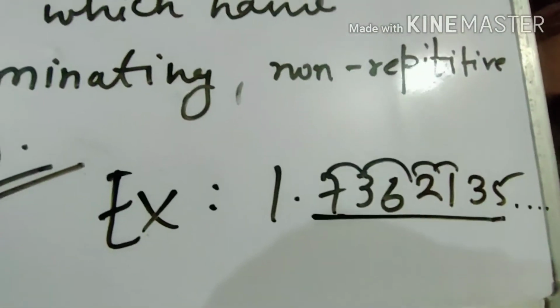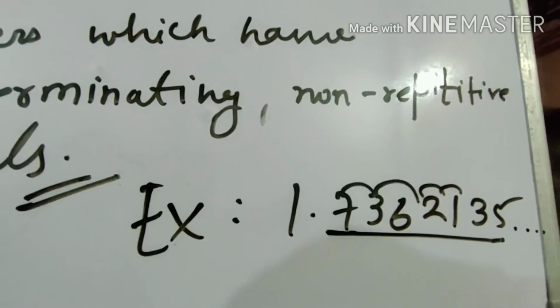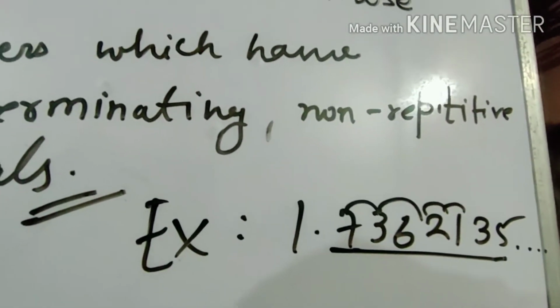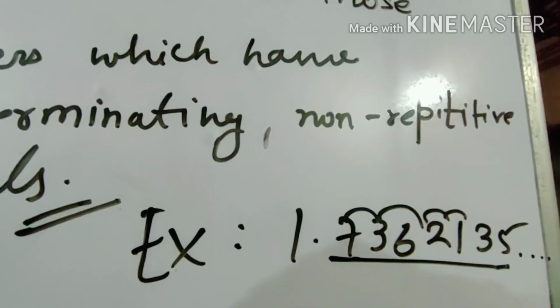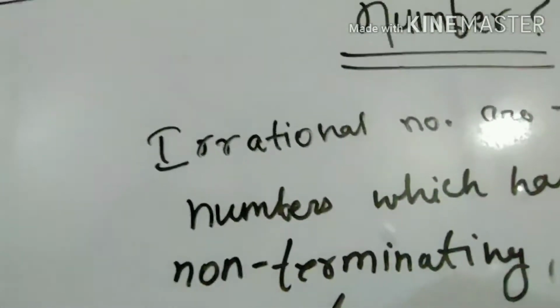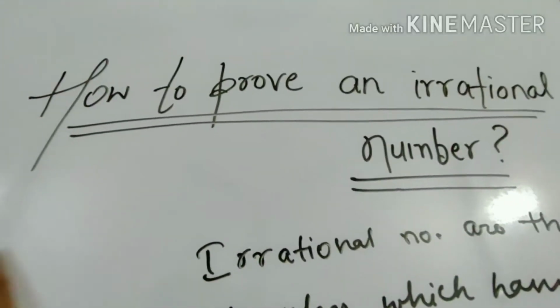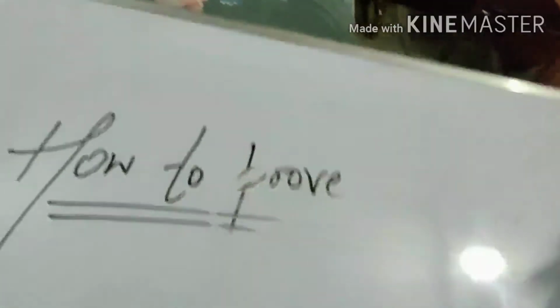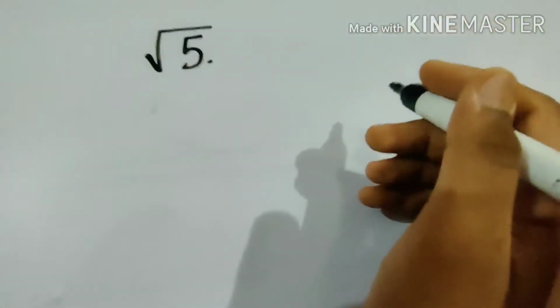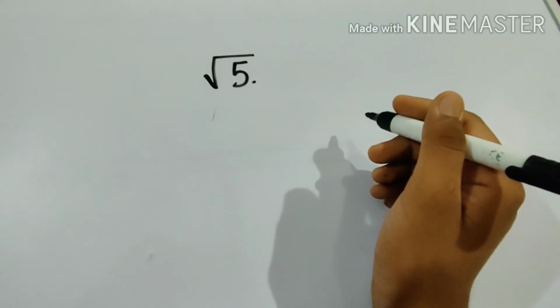Now we need to know how we can prove an irrational number irrational. Now you'll ask, we know that irrational is irrational, then why do we need to prove it? Everything needs a proof in mathematics. So let's start by proving irrationality. We'll prove by taking an example. Let us take an example of proving root 5 irrational. We know root 5 is an irrational number.